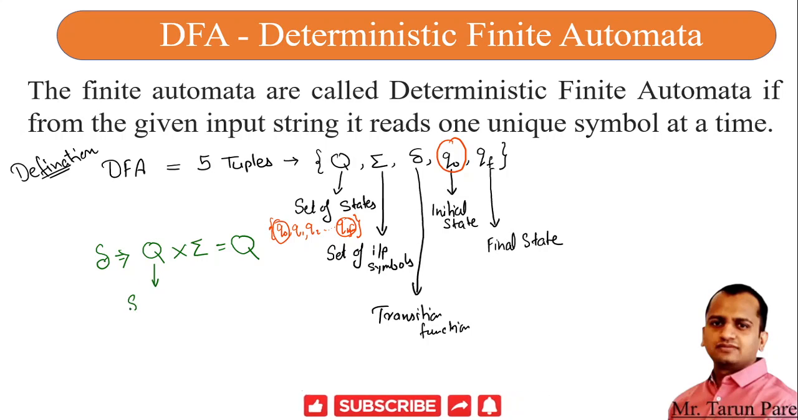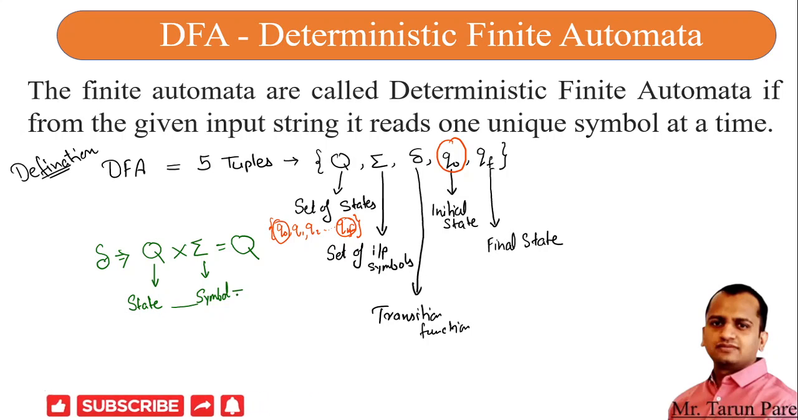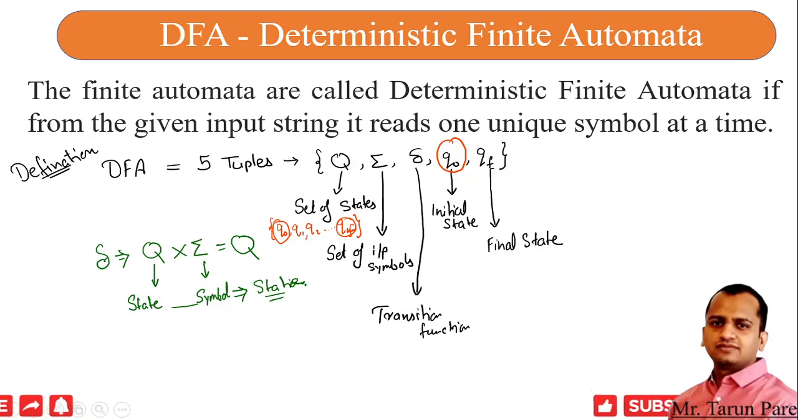Q represents a state, sigma represents a symbol, and from which state, by taking which input symbol, at which state it reaches, this is called a transition. The function which is involved in this is called the transition function. So this is the description of the tuples.